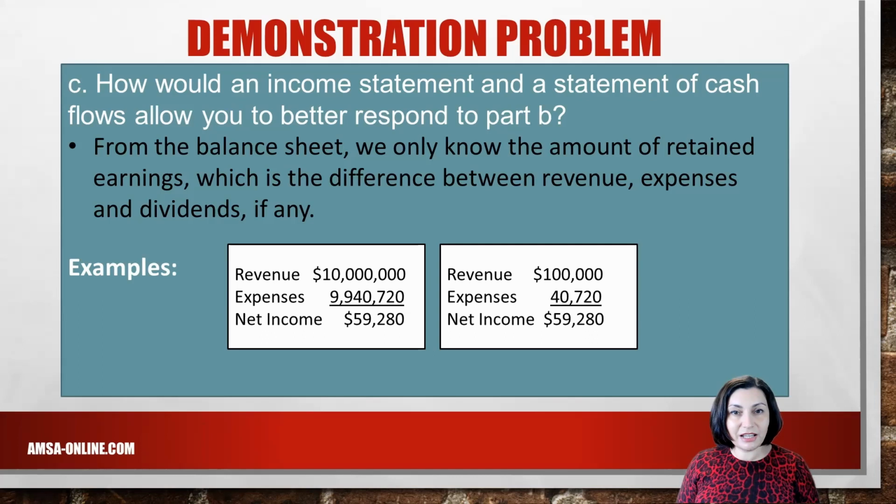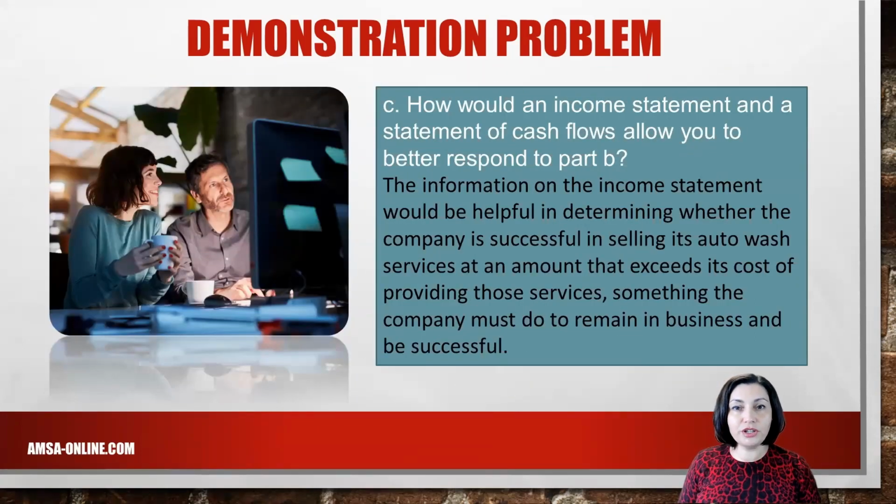It also could be $100,000 of revenue, less $40,720 in expenses. We will ignore dividends for now. You see the point. It is hard to determine the amount of revenue if we don't have access to the income statement. The information on the income statement would be helpful in determining whether the company is successful in selling its auto wash services at an amount that exceeds its cost of providing those services, something the company must do to remain in business and be successful.